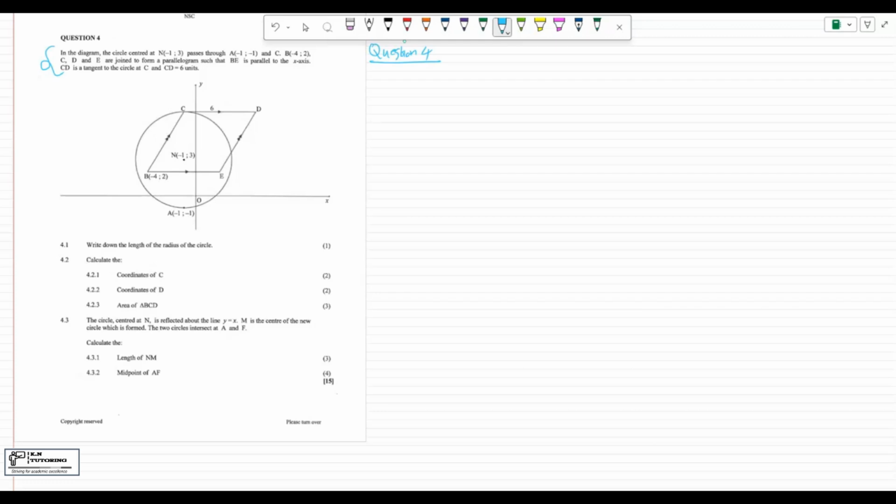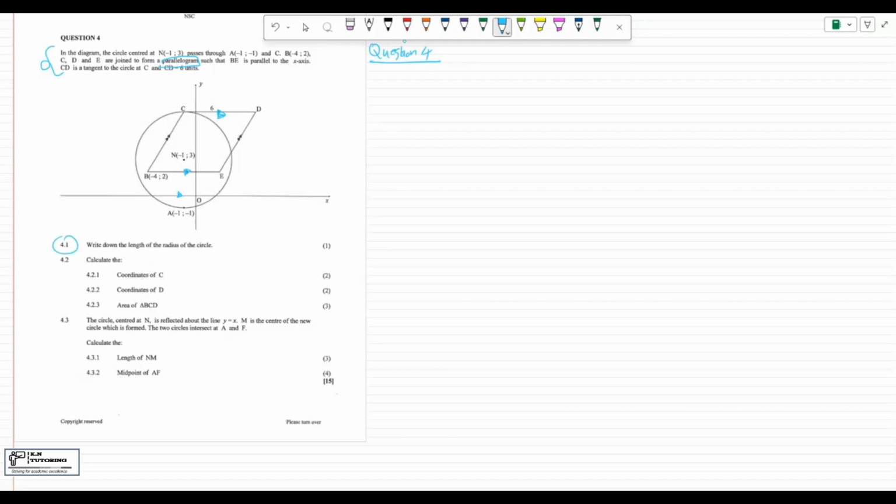What is this quadrilateral? The quadrilateral is a parallelogram. So BE is parallel to the x-axis, which also means it is a straight line.